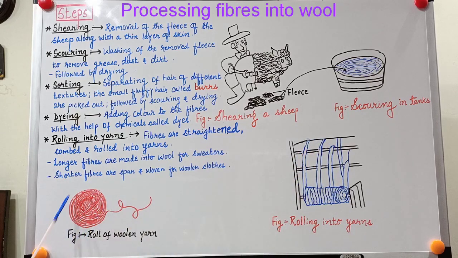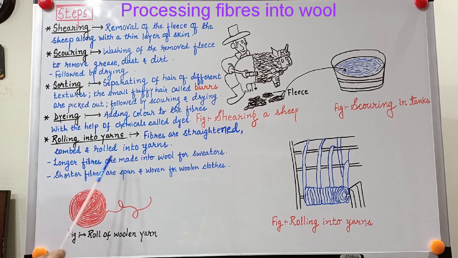Here is a roll of woolen yarn, and the fibers which are longer are used to make wool for making sweaters. For example, here you can see a roll of woolen yarn. This yarn can be knitted to form sweaters. You may recall the process of knitting. Knitting is a process in which a single yarn is used to make the fabric. So this single yarn may be used to make sweaters.